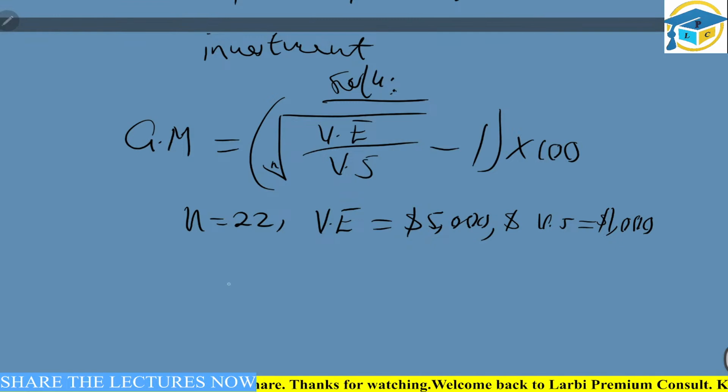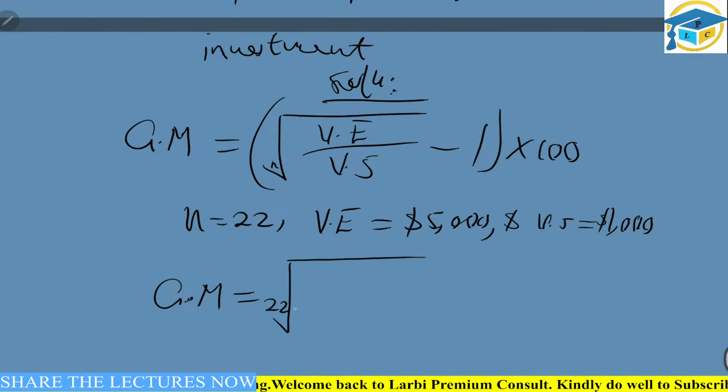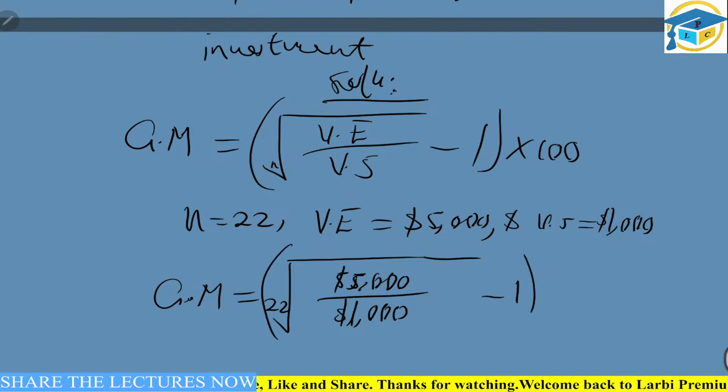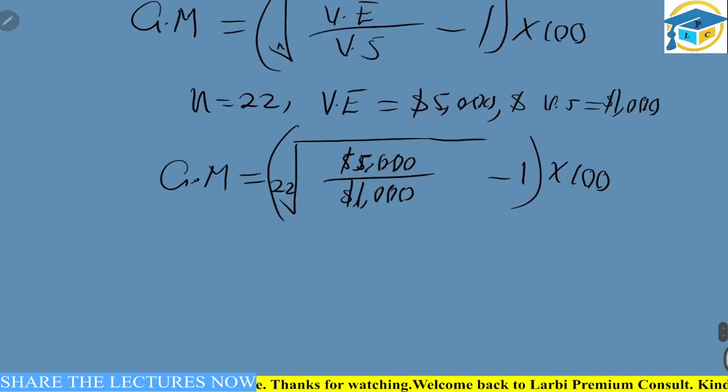So we say that therefore the growth rate, which means the geometric mean, should be equal to the 22nd root of the value at n, which is 5,000, divided by 1,000, minus 1, multiplied by 100. So what are we getting at the end of the day?